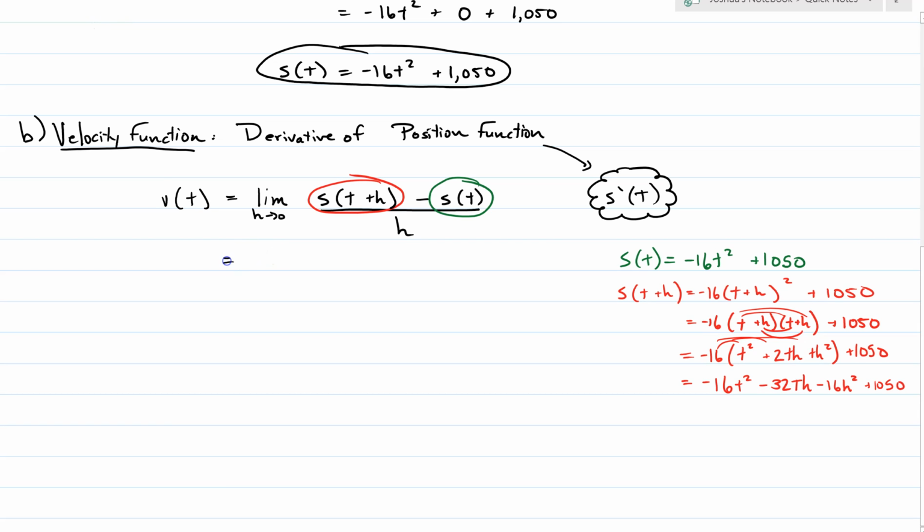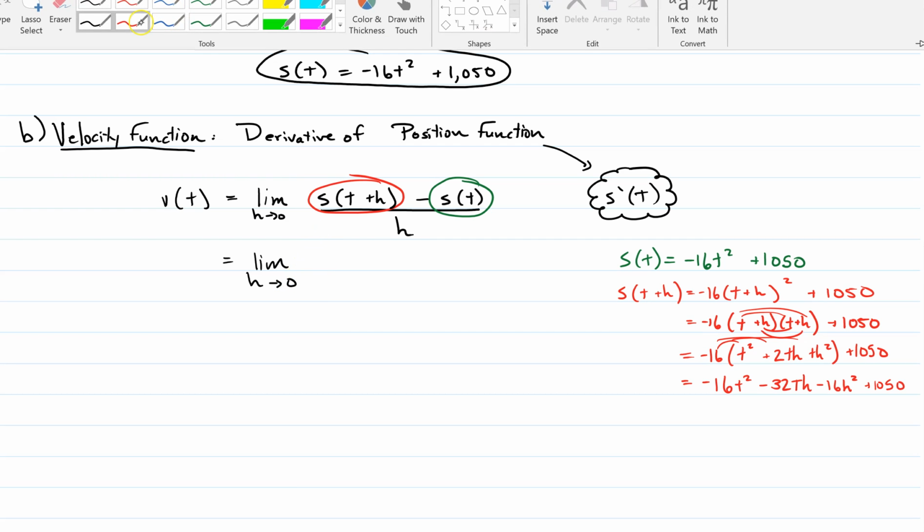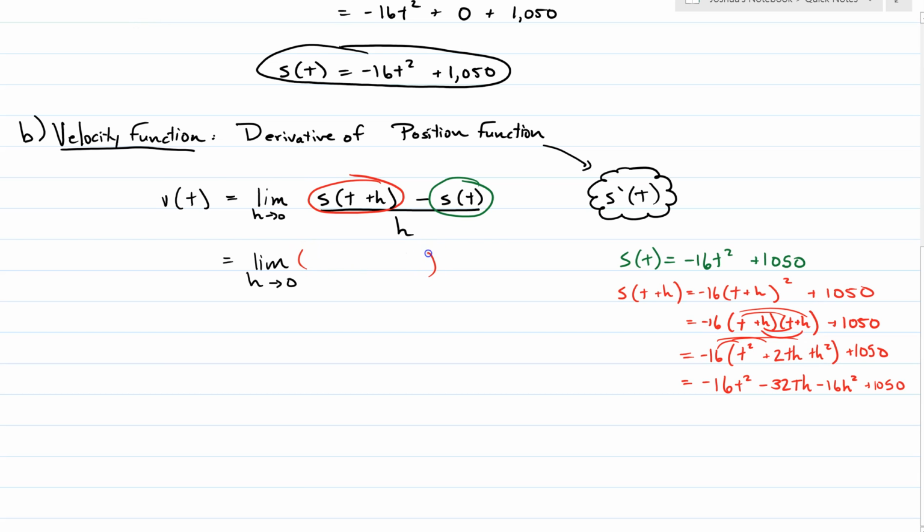Okay, I think we're ready to go. We're ready to plug this in. Remember, you need to keep writing limit. So limit as h goes to 0 of step 1, plug in s of t plus h. So that is -16t squared minus 32th minus 16h squared plus 1050.